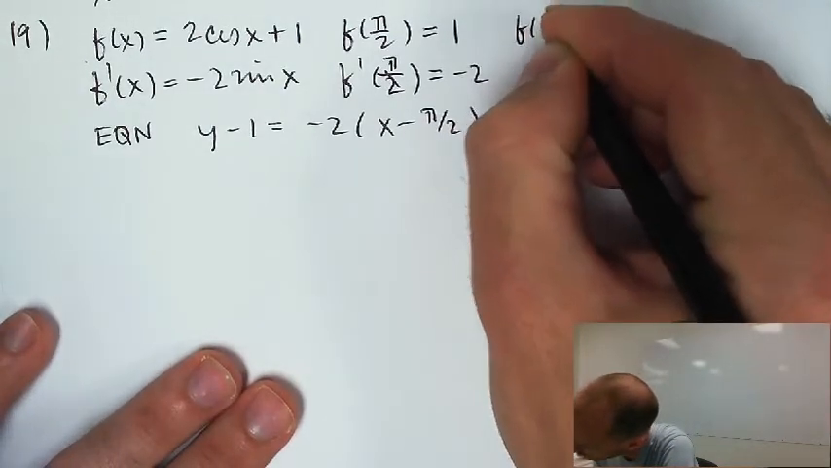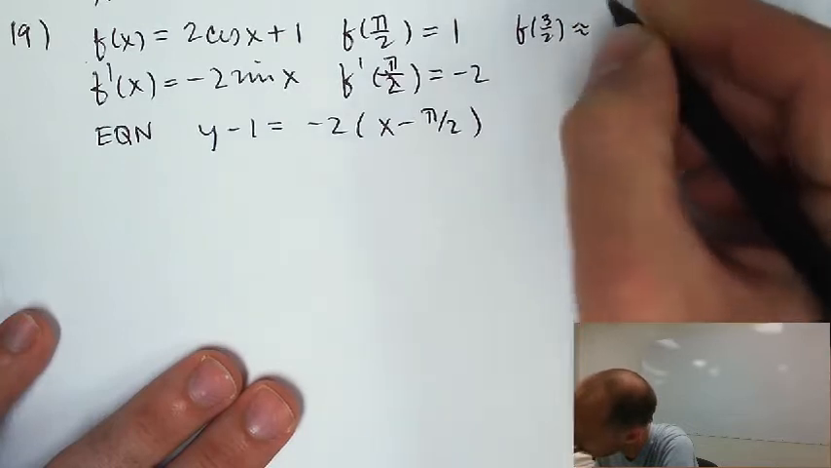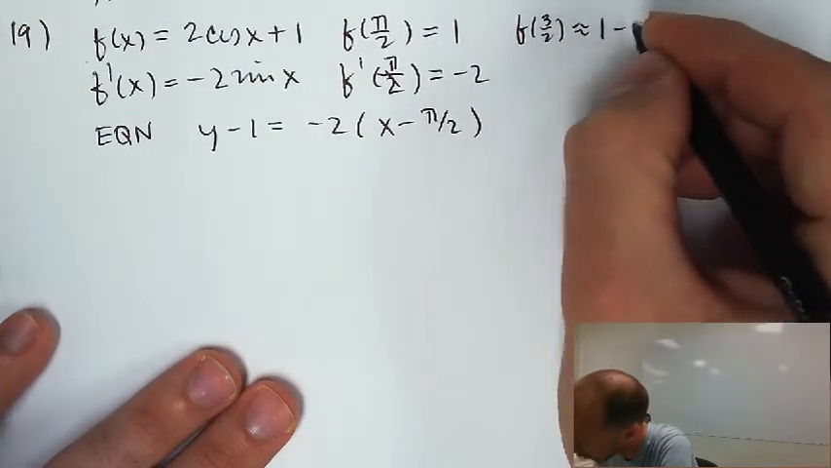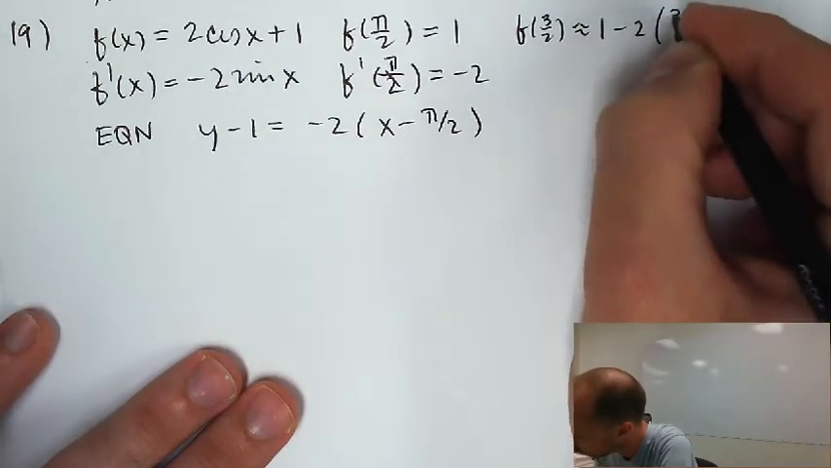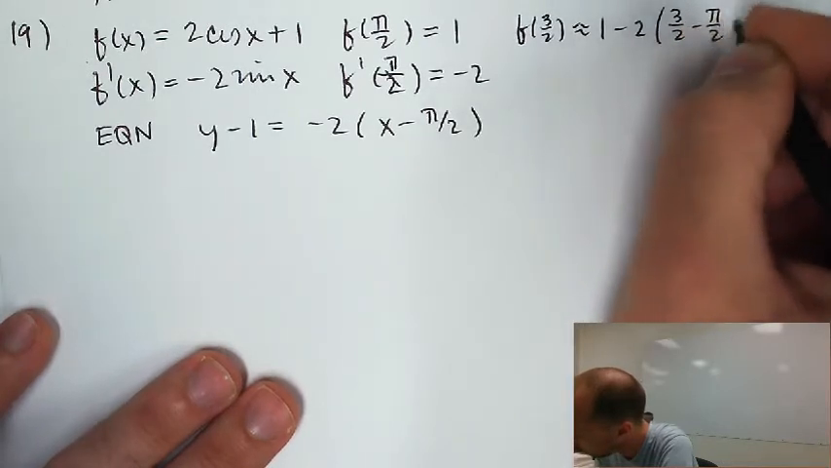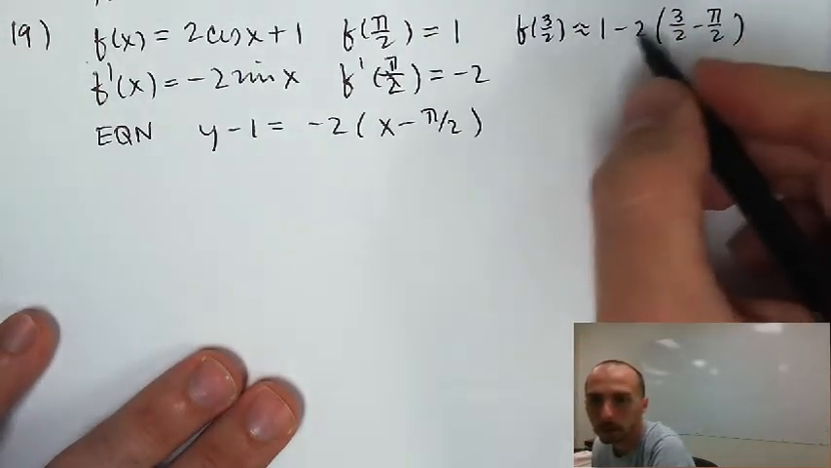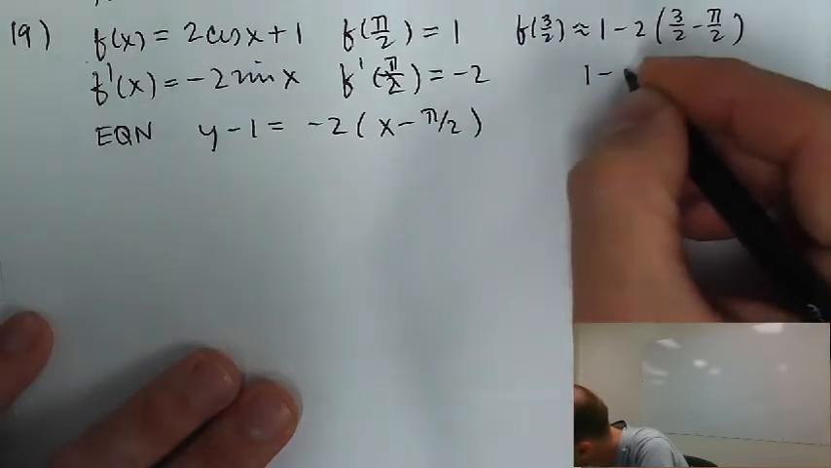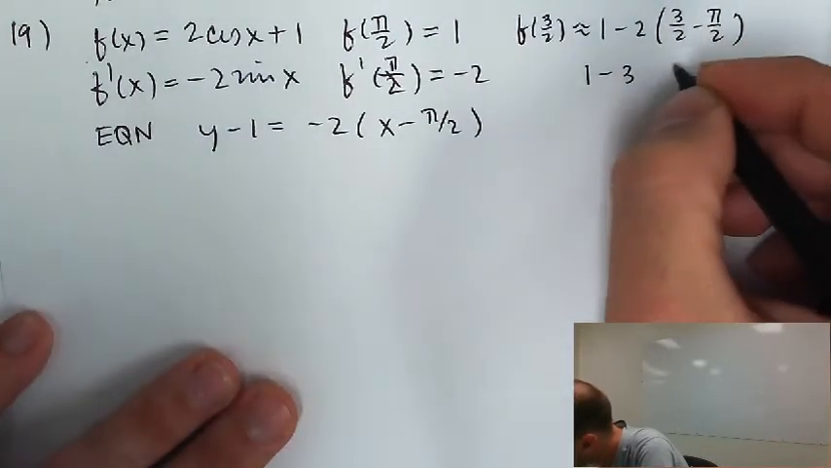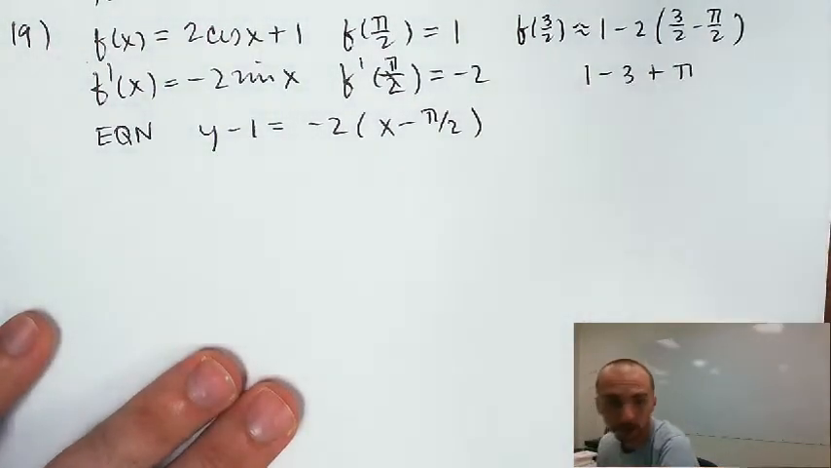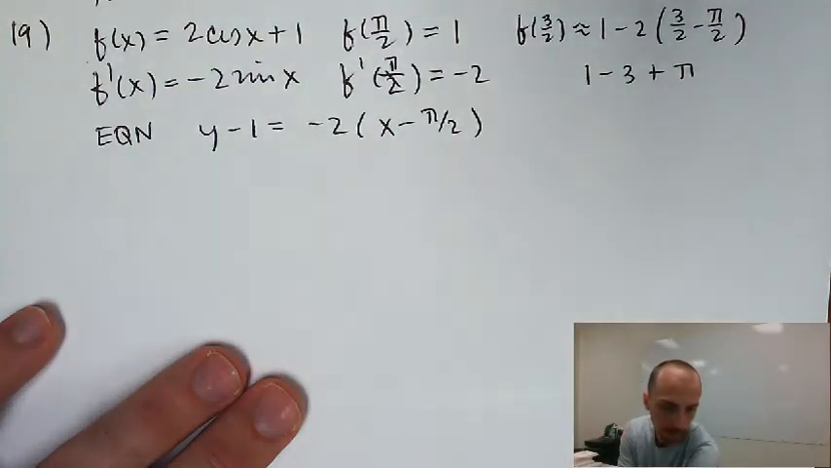So f of 3/2 is going to be approximately equal to, add the 1 to both sides, minus 2 times 3/2 minus pi halves. Right, well, I'm double that, and I'll have 1 minus 3 minus negative pi. So this is pi minus 2, which is answer choice C.